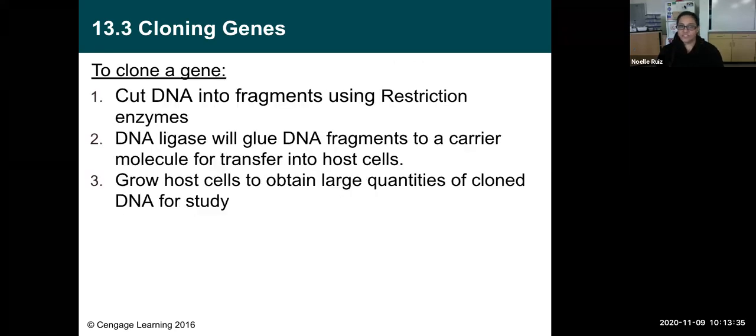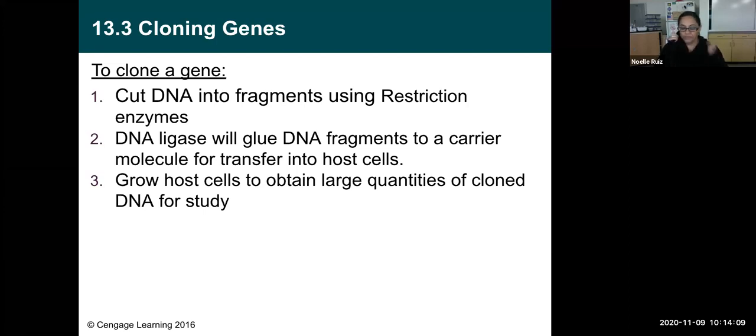So to clone a gene, you have to cut DNA into fragments. You do that using something called restriction enzymes. Then you take DNA ligase to glue these DNA fragments into a carrier molecule for transfer into host cells. DNA ligase is another enzyme, ends in ASE. The ligase is always like a glue. And then you grow the host cells to obtain large quantities of the cloned DNA for study.